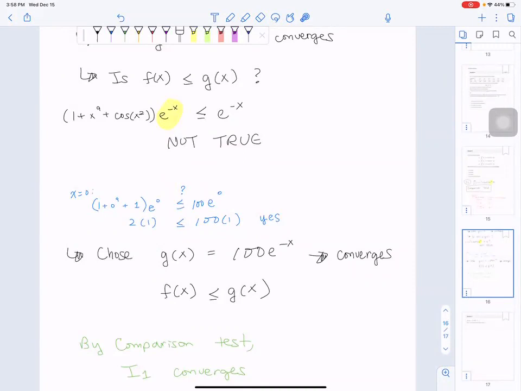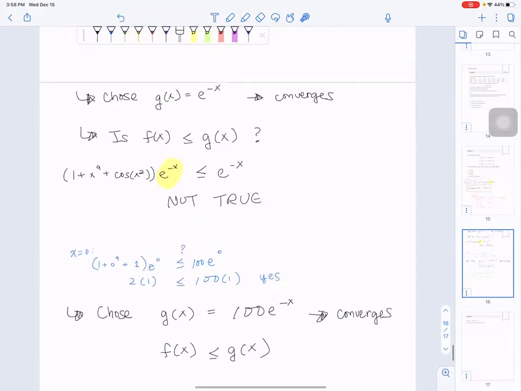This question's kind of similar, but why didn't you multiply the other side by 100? Because this f of x is already set. We can't change anything in f of x, so we can only change the other. Yes, because for g of x we're choosing some function to compare it to. So we can choose anything we want for g of x, but f of x you can't change. It's fixed there.